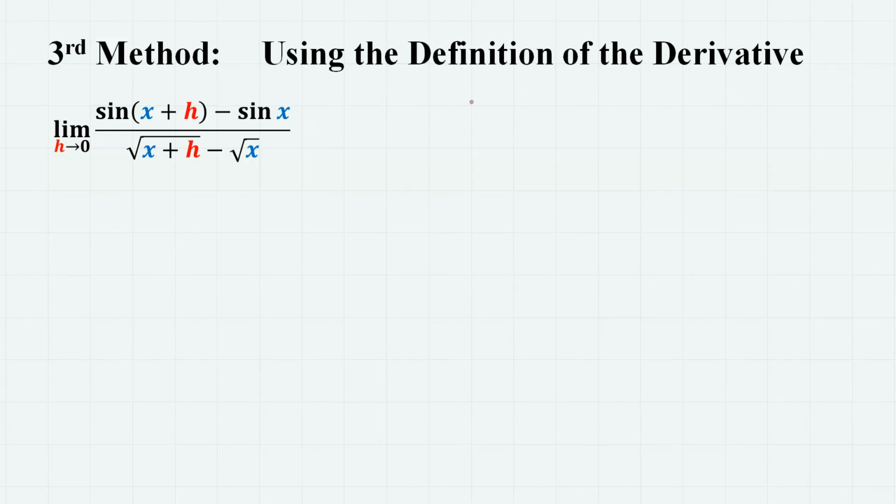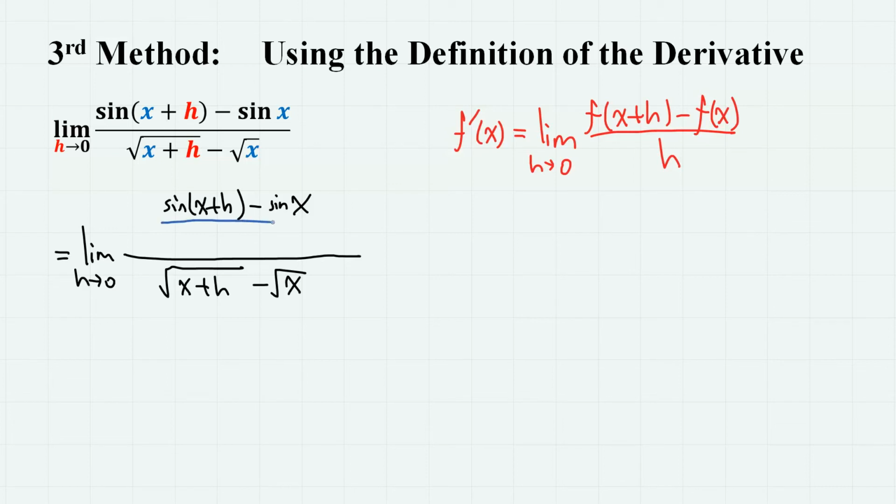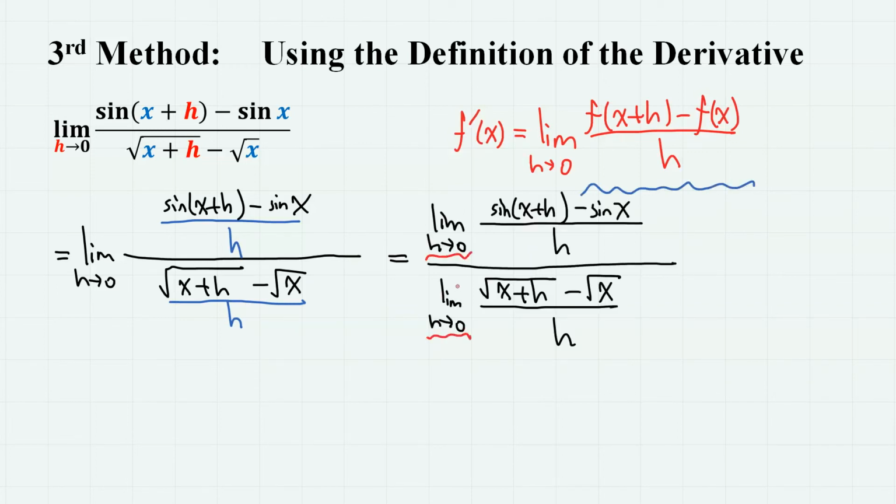The third method is called using the definition of the derivative. Here, we are going to use the fact that the derivative of function f(x) is defined as limit when h approaches 0 of (f(x plus h) minus f(x)) over h. So what we do here is dividing both numerator and denominator with h to obtain this expression. And we can split the limit like this if both of these limits converge. Well, do they? Yes, they do, because both of them take the form of the definition of the derivative.